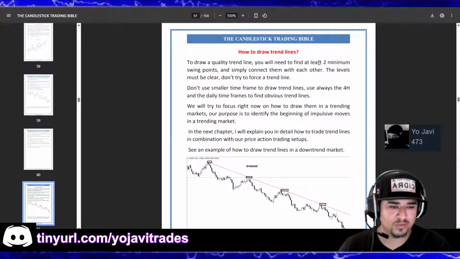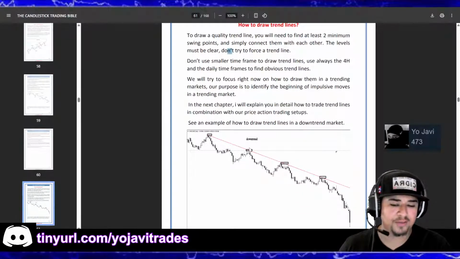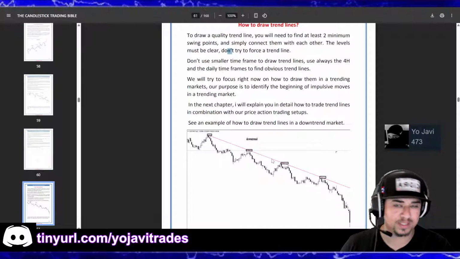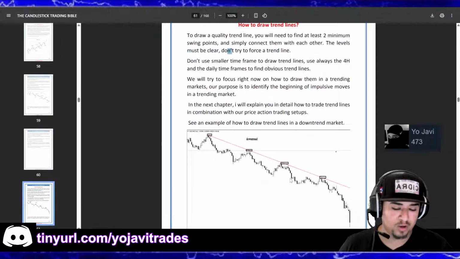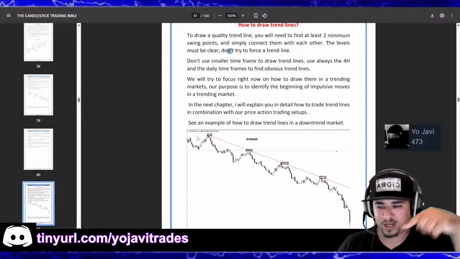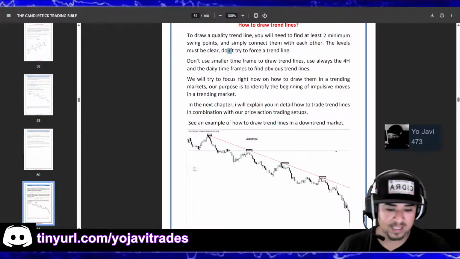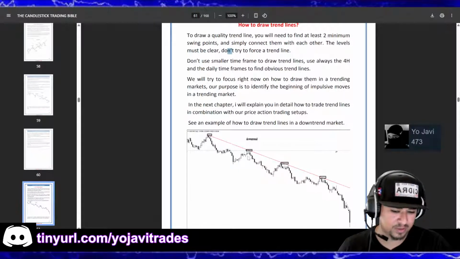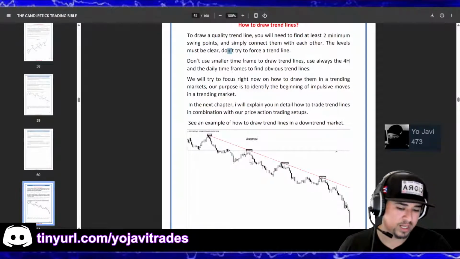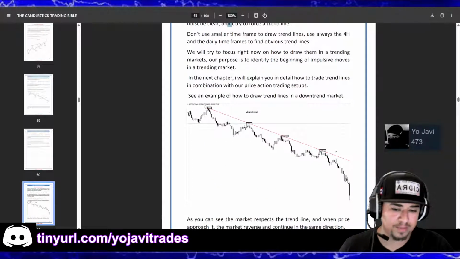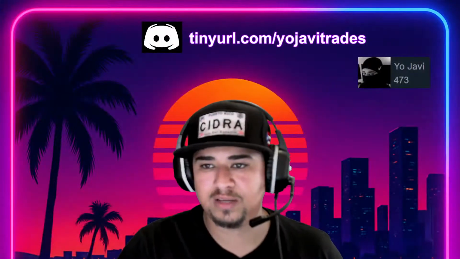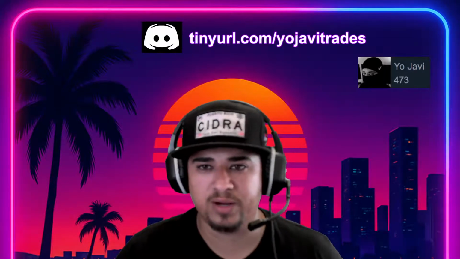It says you will need to find at least 2 minimum swing points, but if we go by the chart above, these are not swing points. For me, in my opinion, a swing point is anywhere the market turns around. Yes, this is a retracement, so technically a swing point starts here and then it goes up. This is the retracement, then the impulsive move. So I'm going to call them swing points on both sides, or we could use our friend ChatGPT. Let's do that right now.